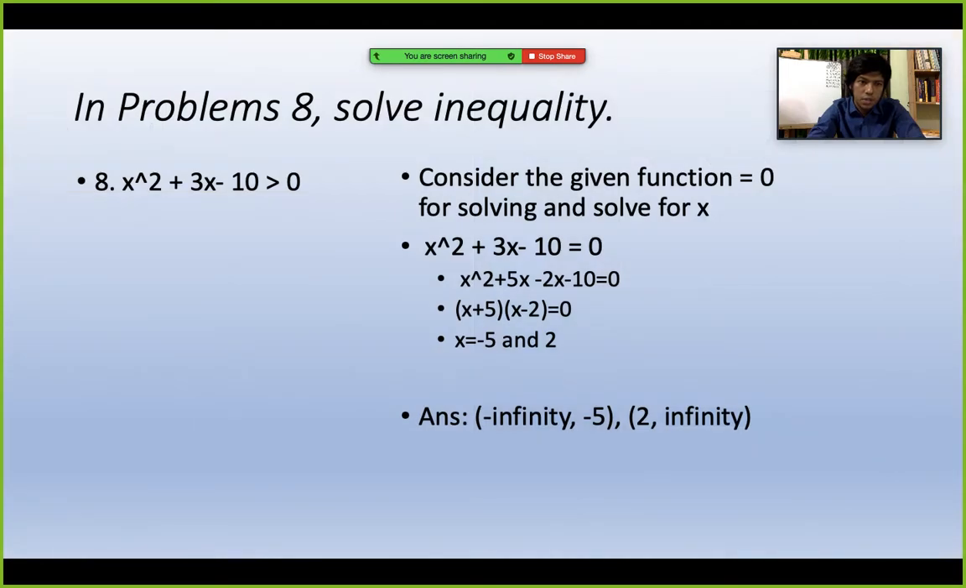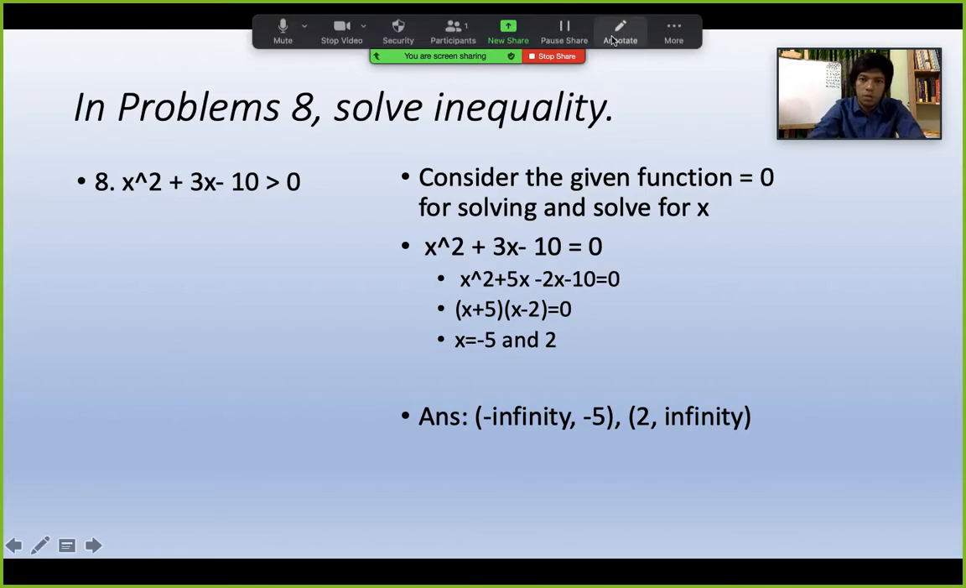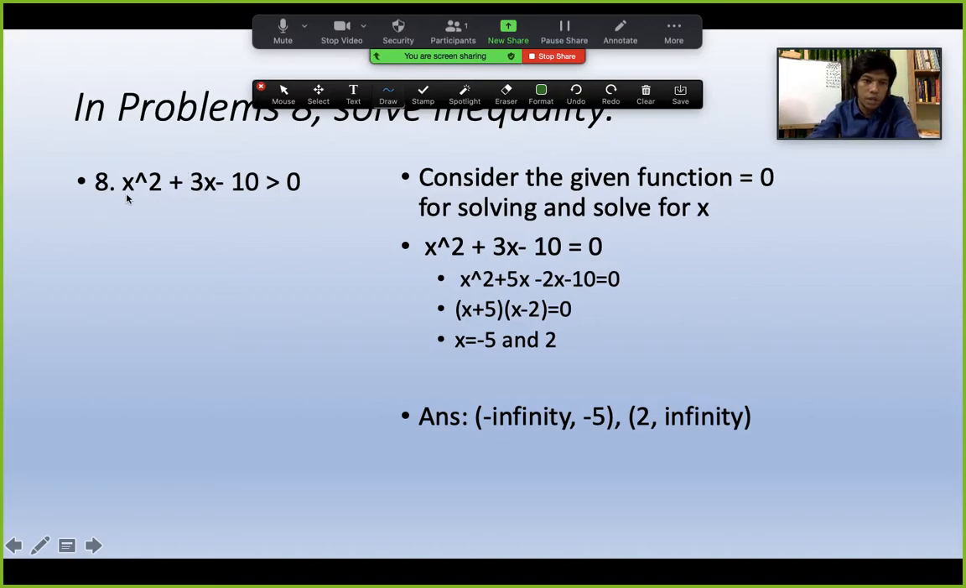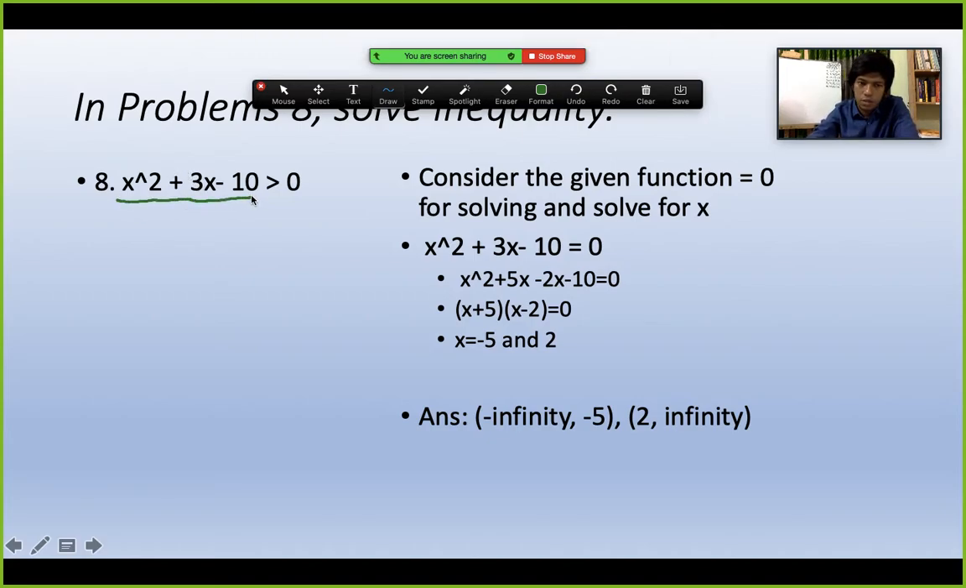So the first one is this one, x squared plus 3x minus 10 is greater than 0. We have to find out where this function is greater than 0, or in other words, where the value of this function is greater than 0. So to solve this, first of all, greater than 0 means this side of the graph, above the x-axis. This is the x-line. Greater than 0 means above the x-axis line.